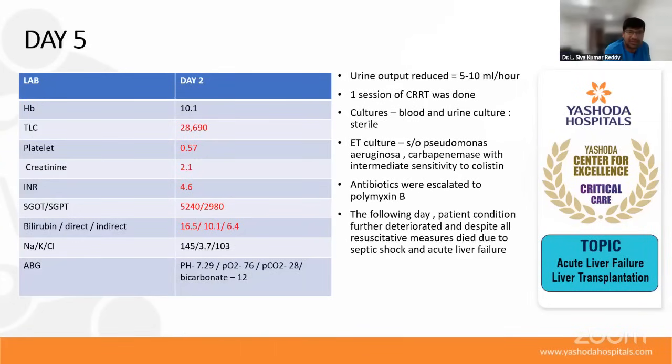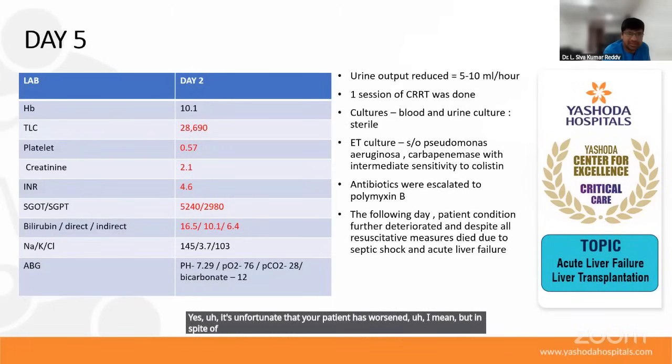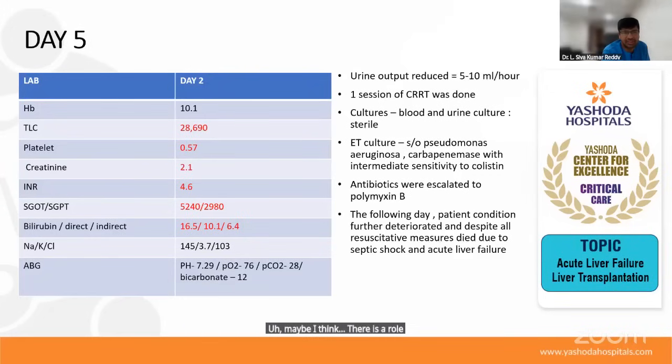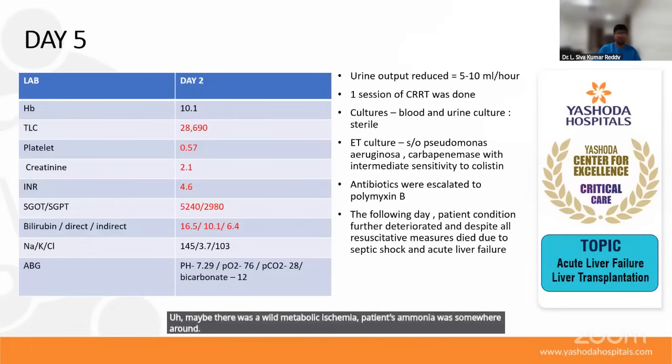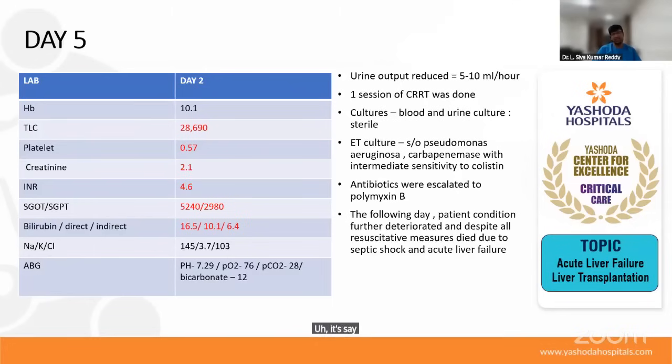Yes, it's unfortunate that your patient has worsened. But in spite of appropriate resuscitation, maybe there is a role of initiation of something else. Let's think that this patient was hemodynamically stable, maybe there was a mild metabolic acidemia, the patient's ammonia was somewhere around 80 or 90, and the patient was having encephalopathy. What else could you do to mitigate the risk or to improve the patient?